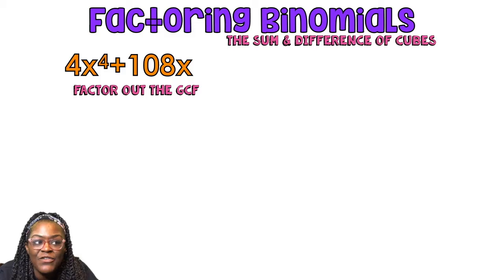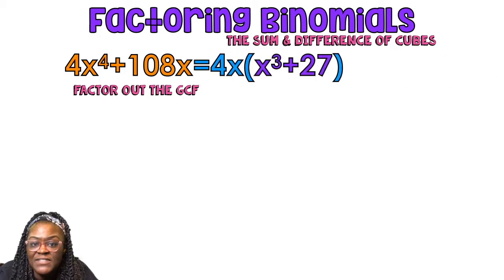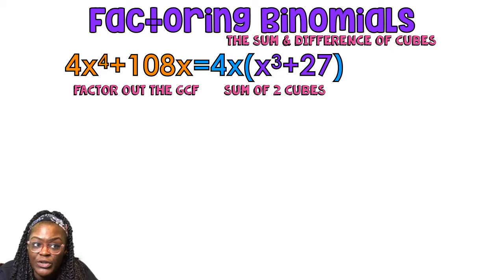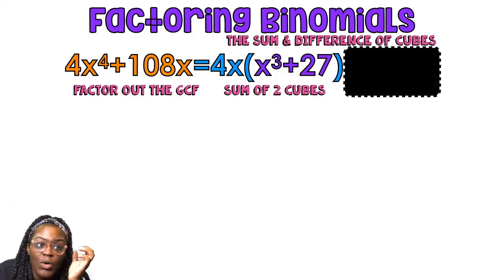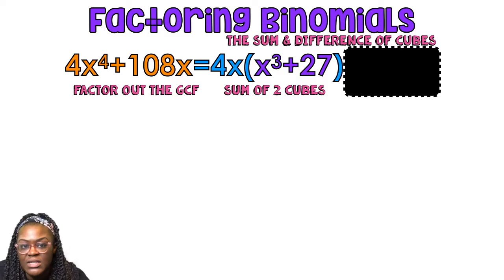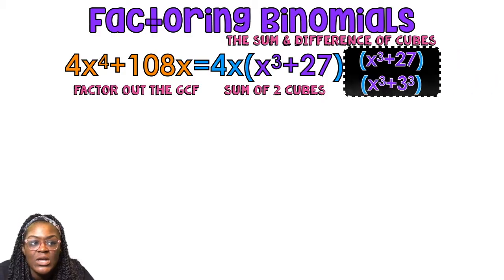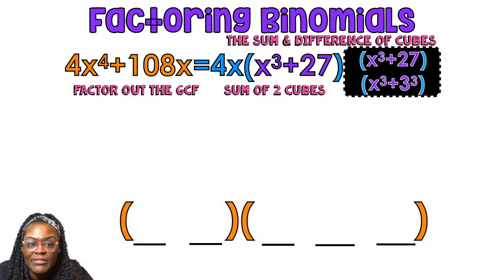So I'm looking at my 4 and my 108, and 4 goes into both of those. And then looking at my x to the fourth and my x, x is what's in common for both of those. So my GCF is going to be 4x, and what's left inside is an x cubed plus 27. So the part inside the parentheses of this problem is now the sum of two cubes, because x cubed is a perfect cube and 27 is a perfect cube. So I have to take the cube root and figure out what the first one and the second one is. When I do that, x is going to be my first one, and then 3 is going to be my second one. So let's set up our binomial and our trinomial, everybody.